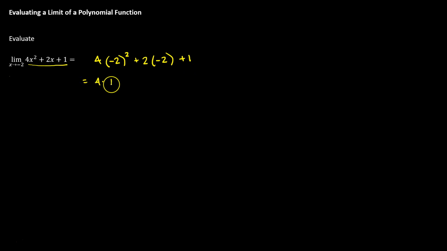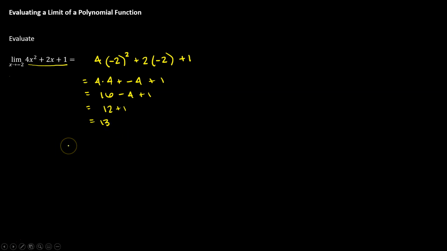Negative 2 squared is equal to positive 4. I have 2 times negative 2, which looks like negative 4. 4 times 4 is 16, minus 4 plus 1. 16 minus 4 is 12, plus 1.